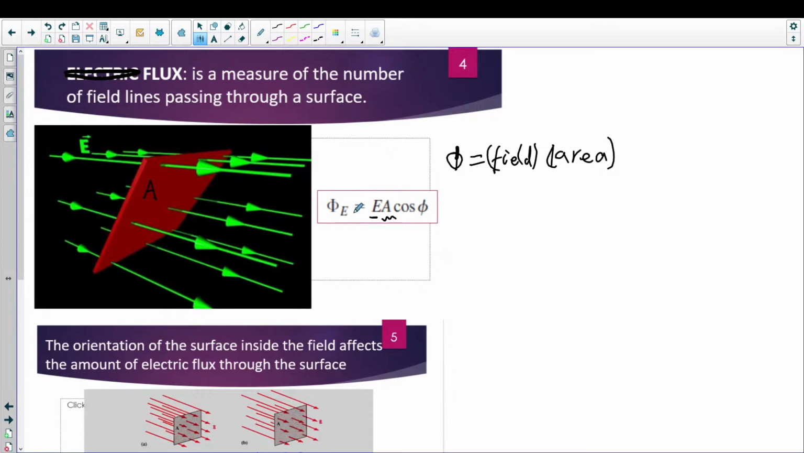But basically, electric flux would be electric field times area, and the formula for magnetic flux, of course, will just be the magnetic field times the area it's passing through. Hopefully a very straightforward concept. That's what a flux is.